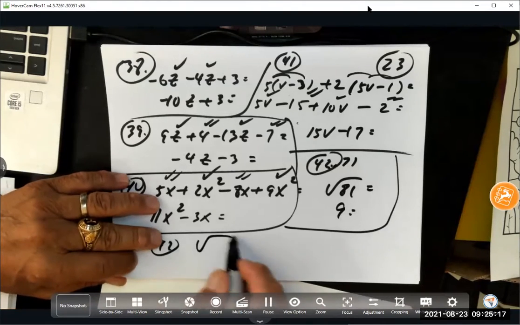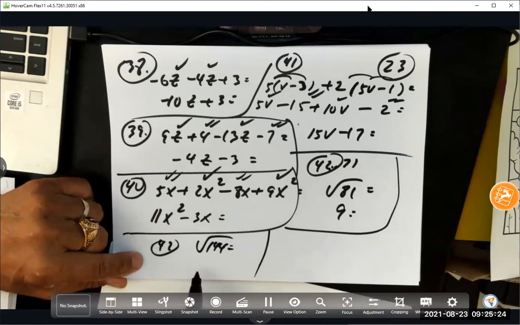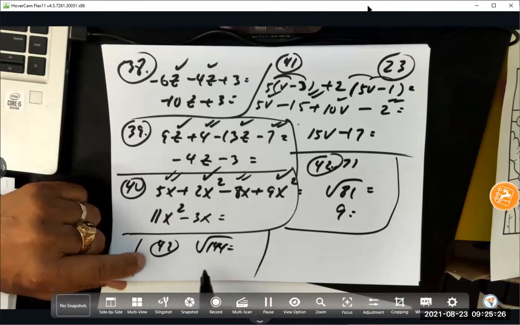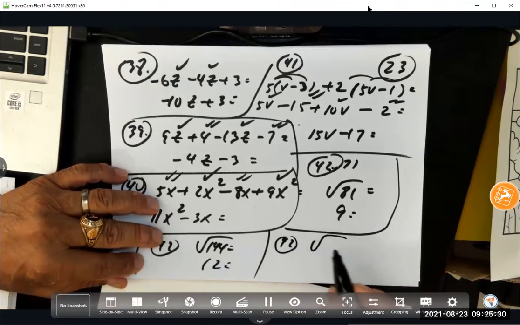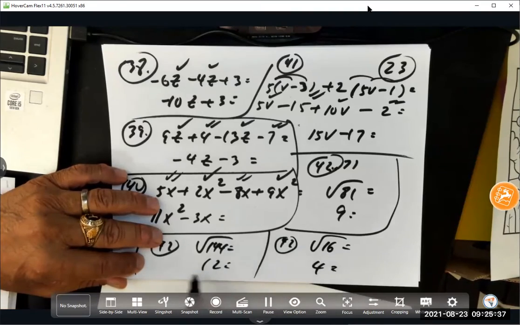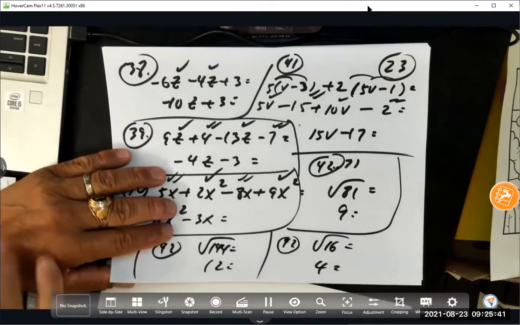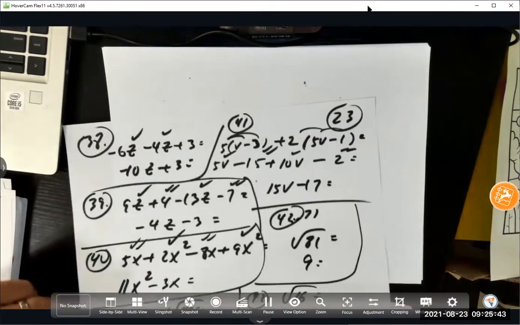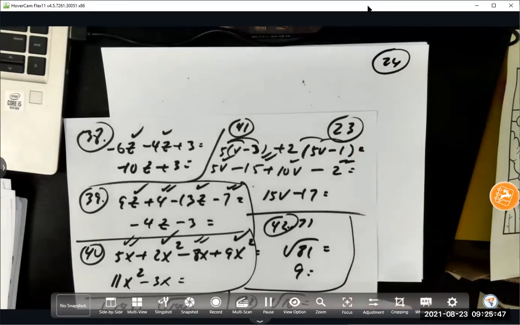Another one. Square root of 144. What number is that? What times what is 144? 12. Okay, another one like this one. The square root of 16. What times what is 16? 4. Okay, these all come out easy, easy, easy. Now, they're gonna give you stuff that's not easy to do, of course, when you do quadratic formulas and stuff.